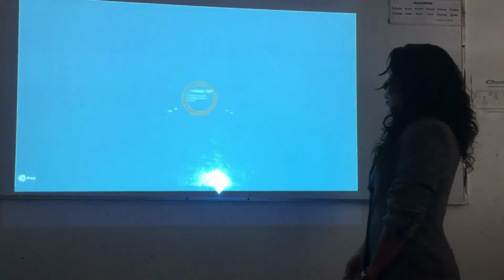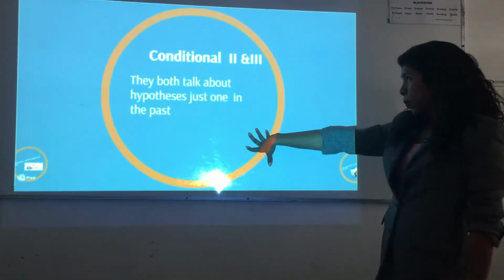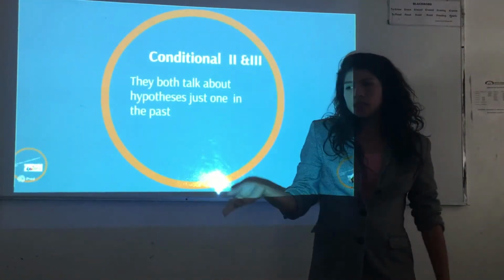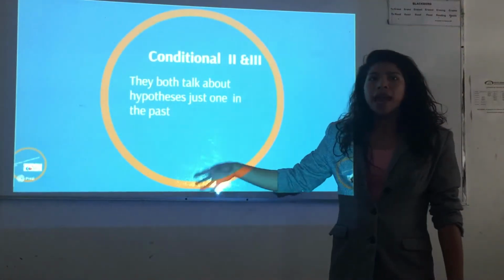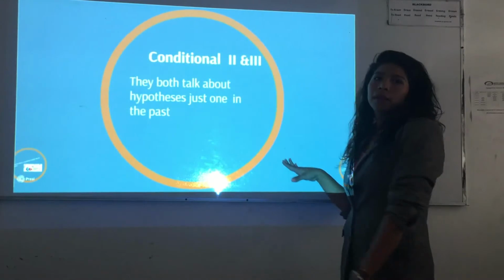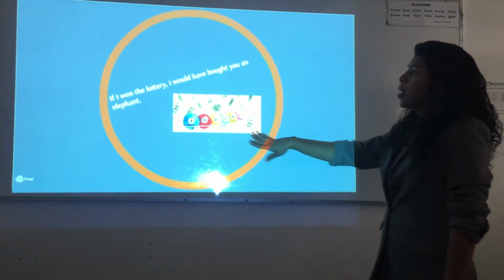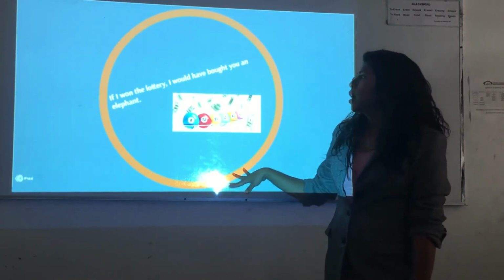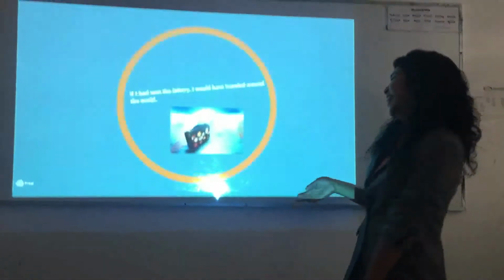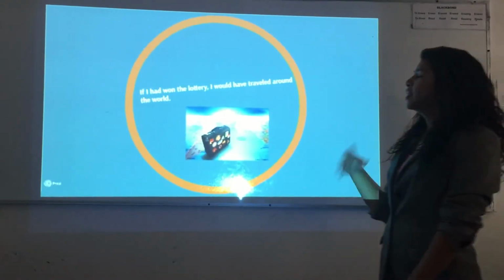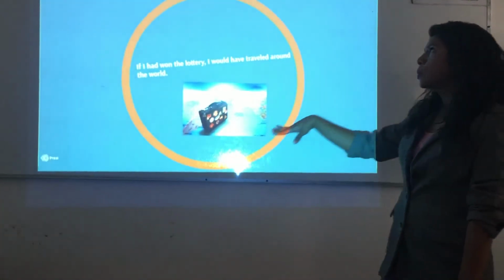Next, we also use would in the past tense in the conditional 2 and 3. They both talk about hypothesis, but I think in this one I'm a little bit wrong, because one is in the past and actually they both have to be in the past, but just one of them. But they both use would. An example of the conditional number 2 is, if I won the lottery, I would have bought you an elephant. The conditional number 3 is, if I had won the lottery, I would have traveled around the world. And this is the one that's in past tense.